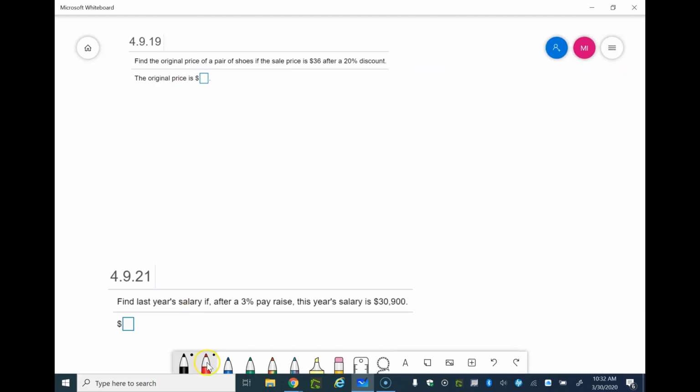All right, so this one here, I kind of combined into both of them because they both are similar, but have one little twist to it. So the first problem says, find the original price of a pair of shoes if the sale price is $36 after a 20% discount. That's a lot going on in this problem, but let's take it to what we do in real life when we buy a pair of shoes. We already know the sale price is going to be $36. If this is the sale price, then this is probably what we're paying. This is the end result.